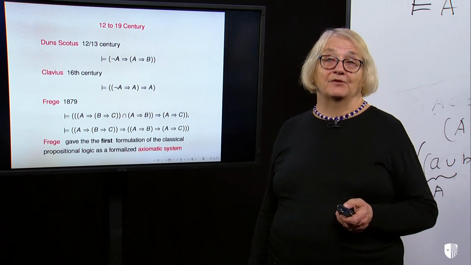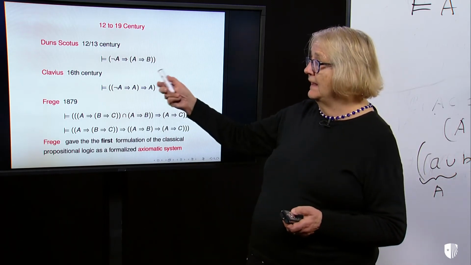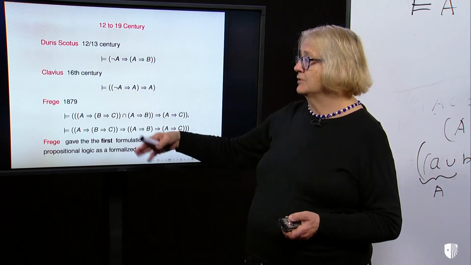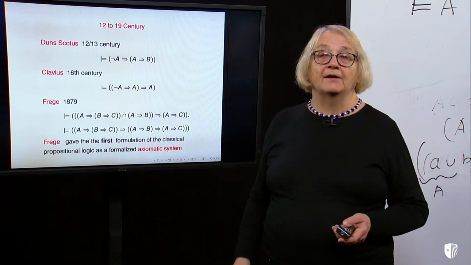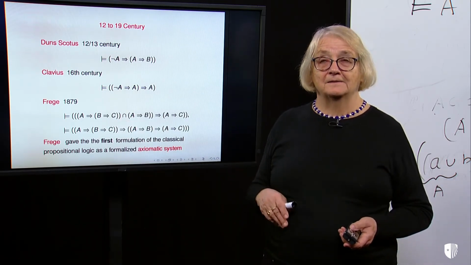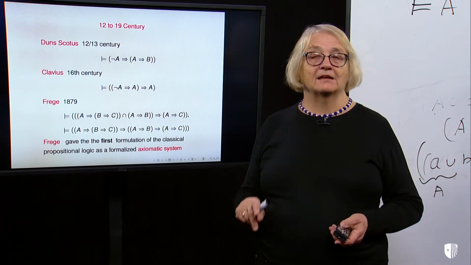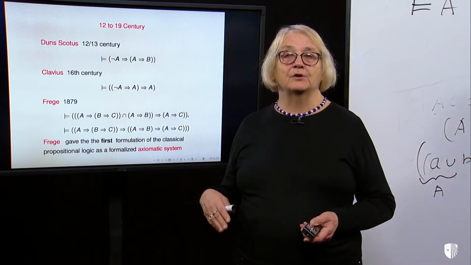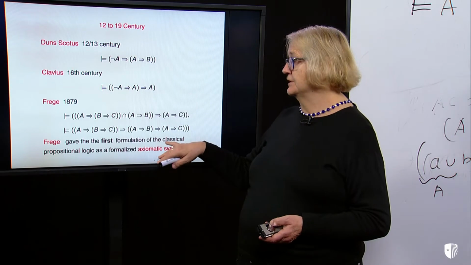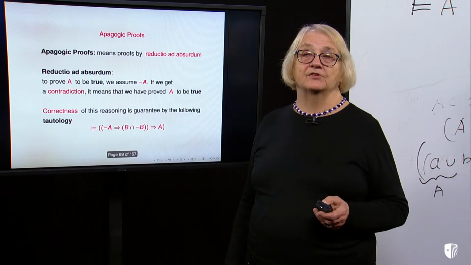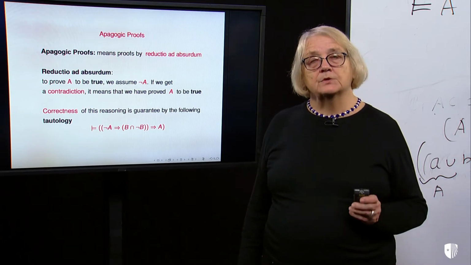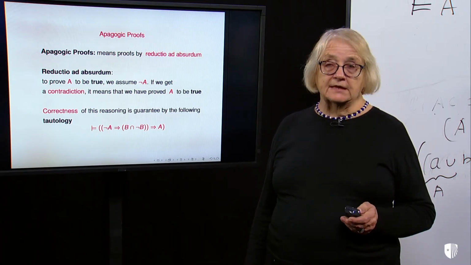And 1213, Duns Scotus, that is very important. Clavius, Frege, we have already 19th century. And again, I already told you at the beginning that Frege is important because he gave the first formulation of classical propositional logic as a formal axiomatic system. The next thing which is important, so this is the list.